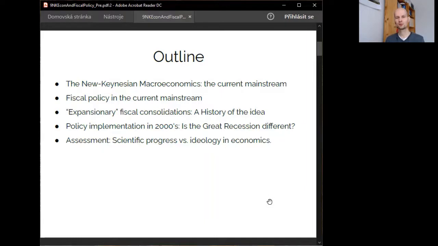The discussions about fiscal policy, especially during the Great Recession, allow us to reveal or to discuss several weaknesses and several aspects of the new Keynesian macroeconomics that haven't been understood much before. We'll also discuss here, and then in the class based on the readings, the problem of expansionary fiscal consolidation, and then we return to the discussion of to what extent progress in economics is driven by scientific progress, and what is the role of ideology there.